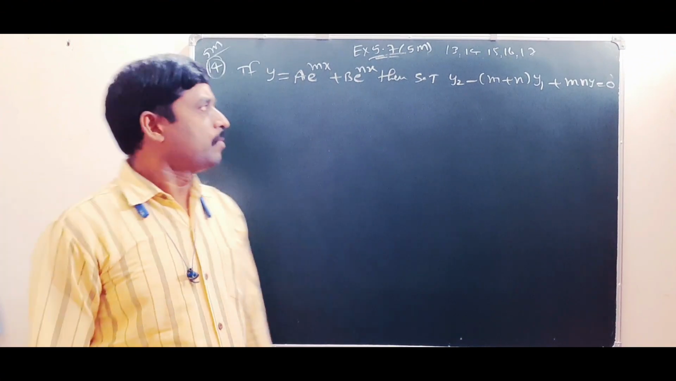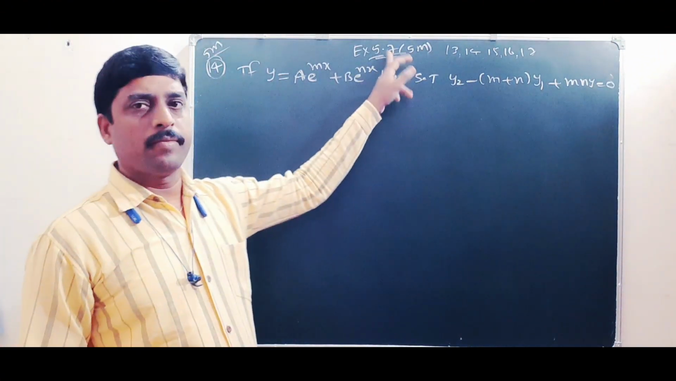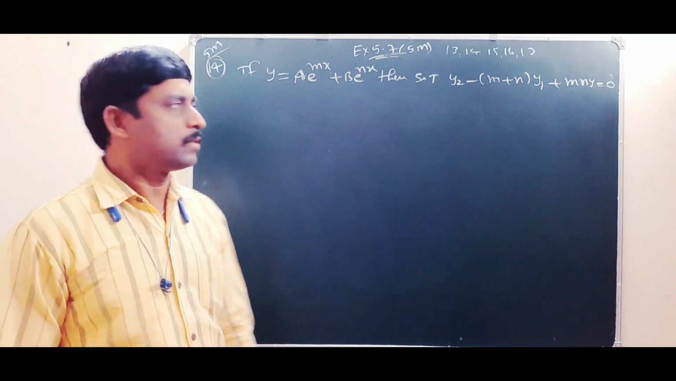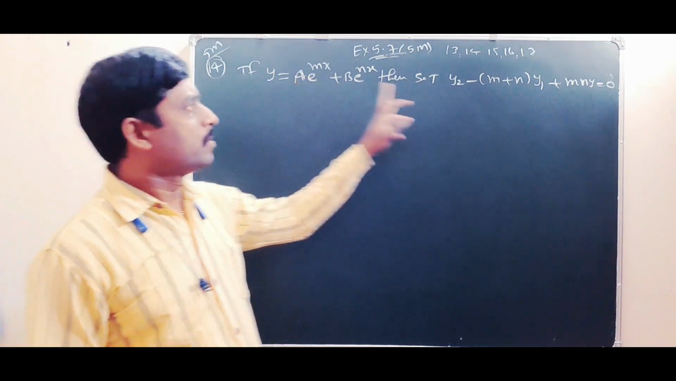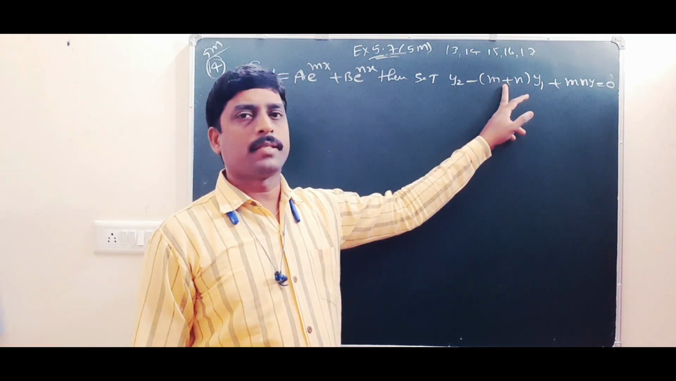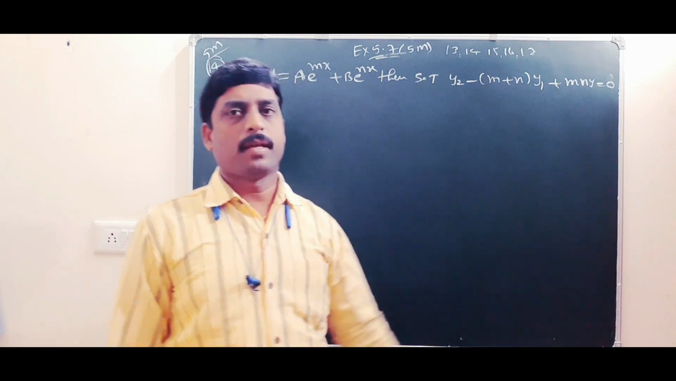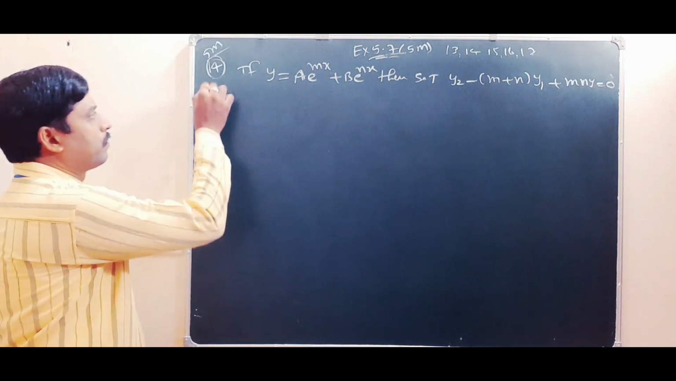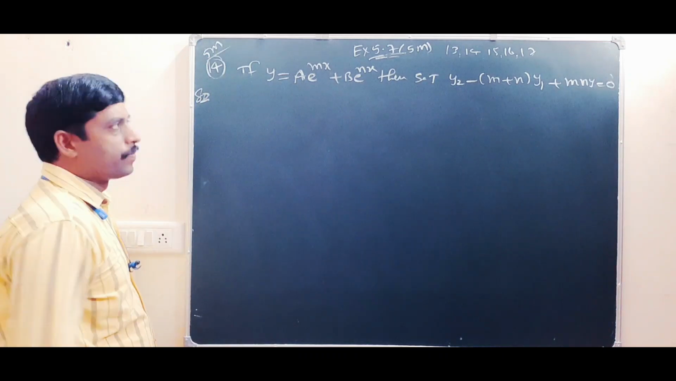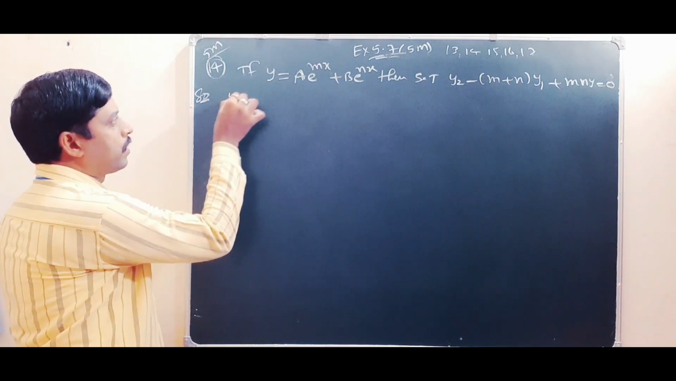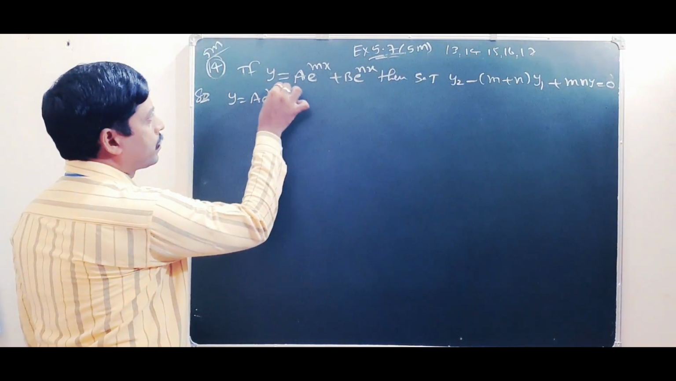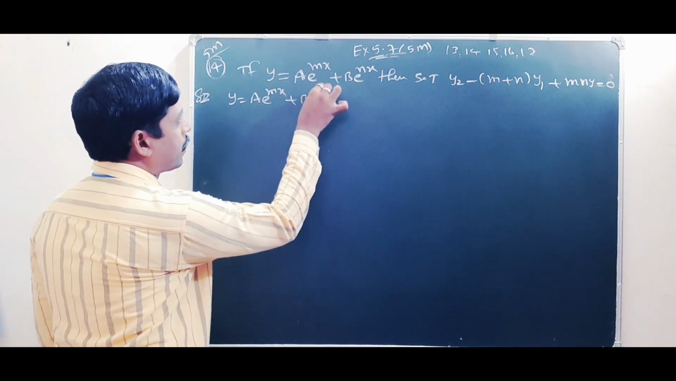Let us go to the next problem. This is from 5.7, the 14th question, most important for 5 marks. The y value is given, then show that y2 minus (m plus n) into y1 plus mny equal to 0. First we have to find y1 and y2. So what is y given? y is equal to a e to the power mx plus b e to the power nx.